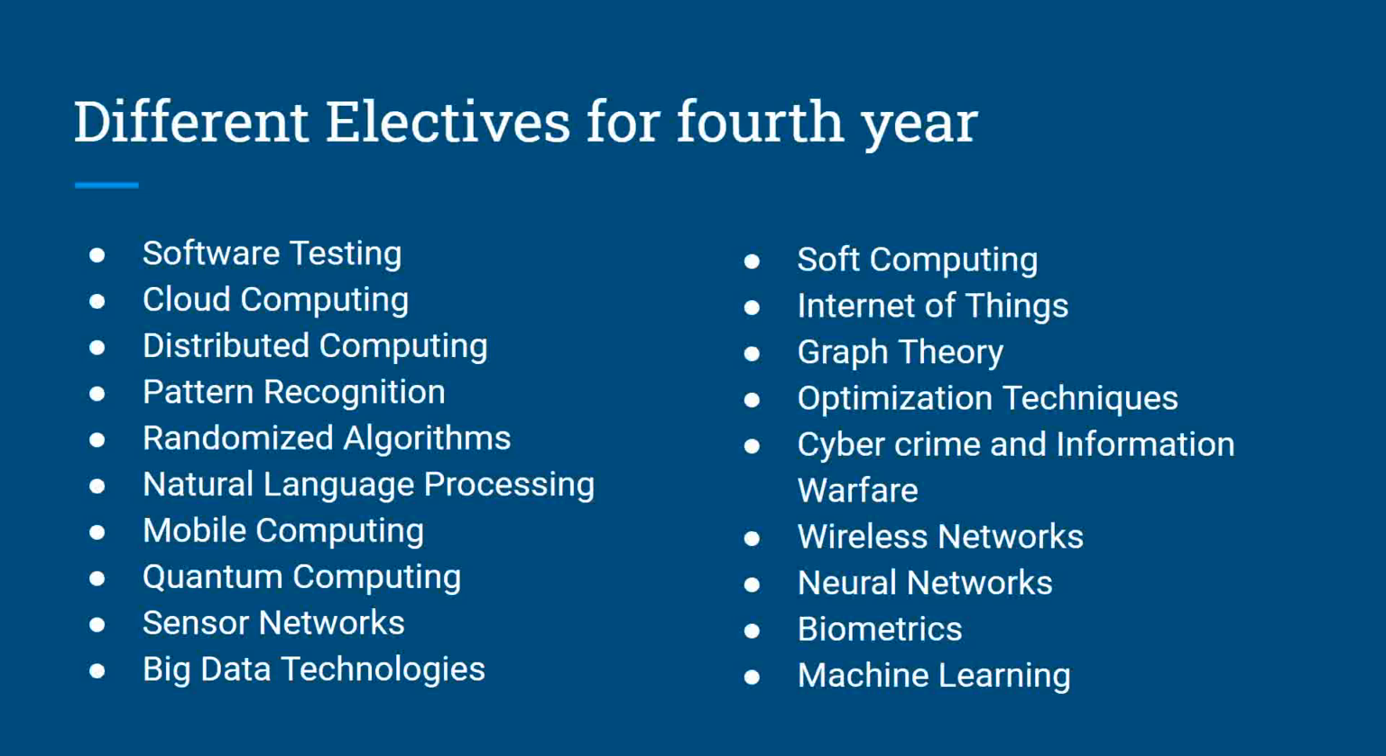Now moving on to the different electives present in the fourth year. So you can also opt for different electives if your college provides them. So you have software testing, cloud computing, distributed computing, pattern recognition, randomized algorithms, natural language processing, mobile computing, quantum computing, sensor networks, big data technologies, soft computing, Internet of Things, graph theory, optimization techniques, cybercrime and information warfare, wireless networking, neural networks, biometrics, and machine learning.